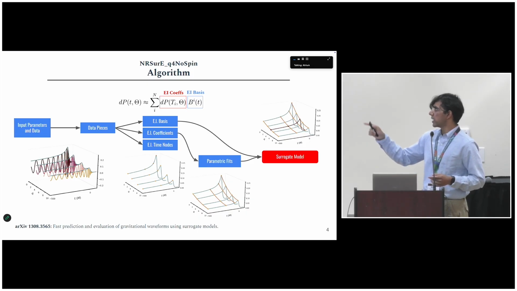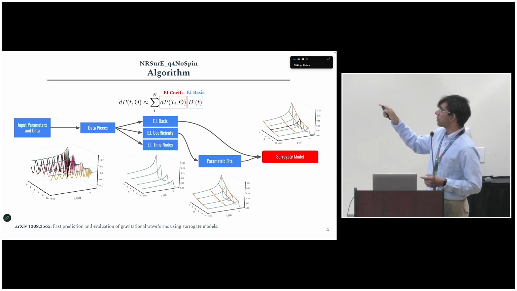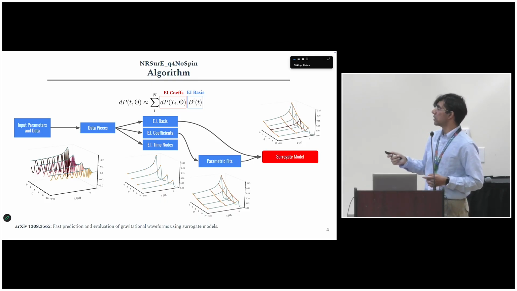So in the plots there, the yellow dots are the EI time nodes in the second figure. In the third figure, the red lines are the parametric fits that we built for these EI coefficients. And in the fourth plot, the black line is the reconstructed data piece, which was not in the original training set.